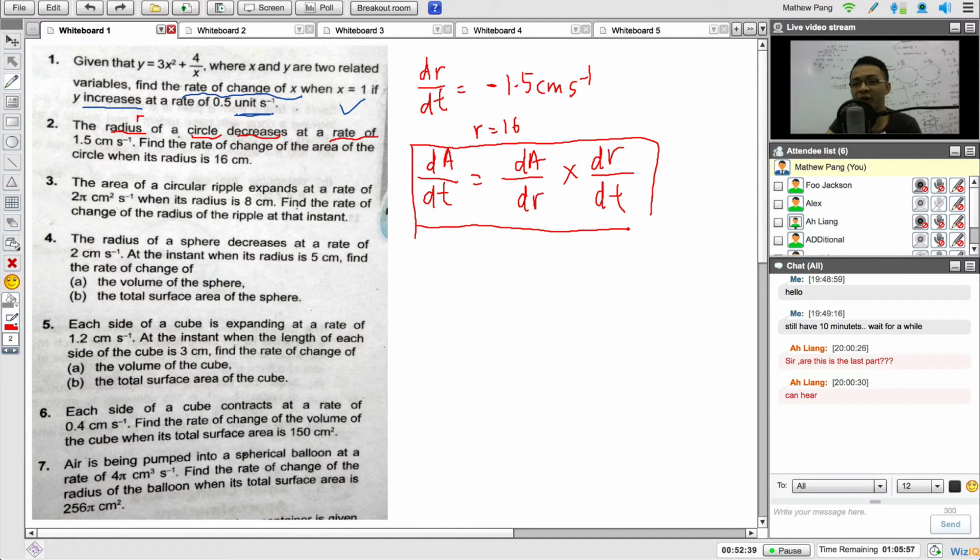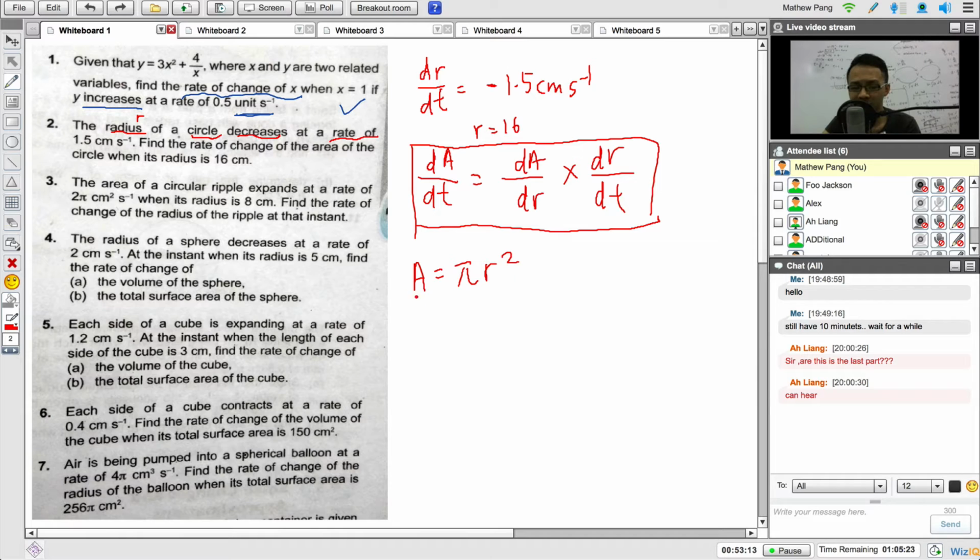But before that, I know that I have to find out some information. I have dr/dt, but I do not have dA/dr. So I have to form this equation by myself. This is the difficult part, because a lot of students can't find the formula by themselves. But most of the time in the exam, the formula is given, so you do not need to worry so much. But I think the area formula is not that hard to remember. Area equals pi r squared. This is a simple formula for area.